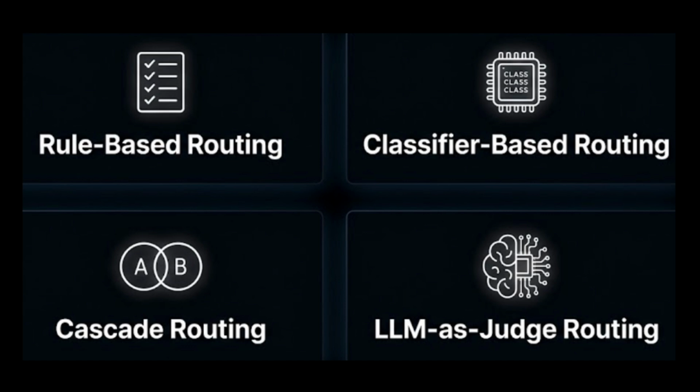Then there's classifier-based routing. You train a small, lightweight classifier model that reads the query and predicts which bucket it falls into: simple, medium, and complex. It is way more flexible. After that, you have something called cascade routing. You start with the cheapest model, evaluate the confidence of its answer, and if it's not confident enough, you escalate to a stronger model. And finally, LLM-as-a-judge routing, where a small model actually evaluates the incoming query and decides the routing itself. It is a bit meta, but it works surprisingly well.